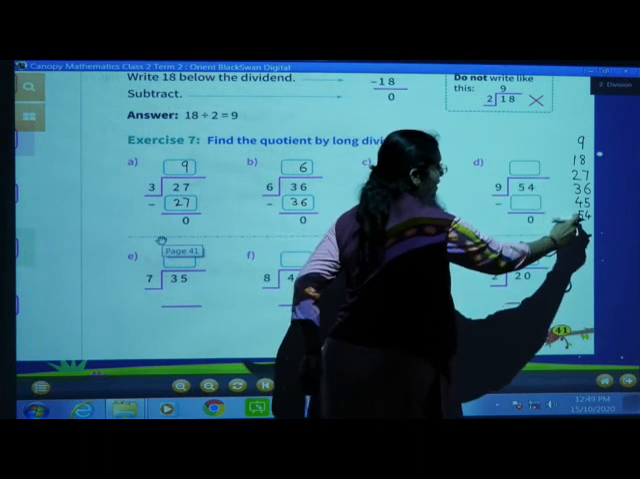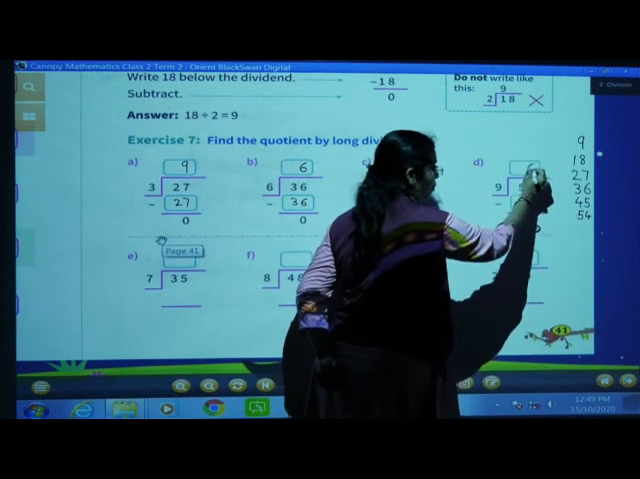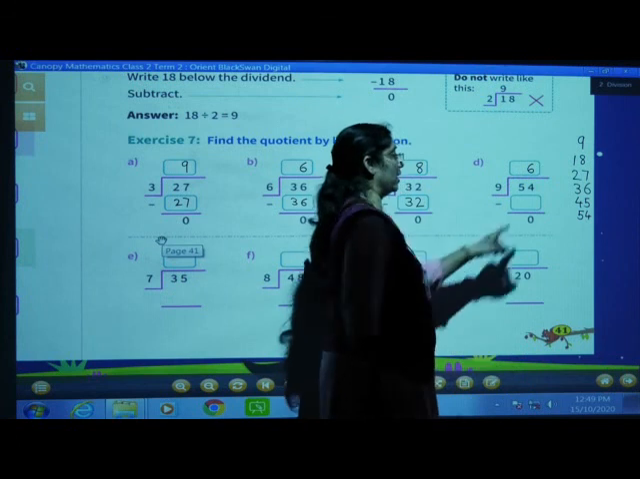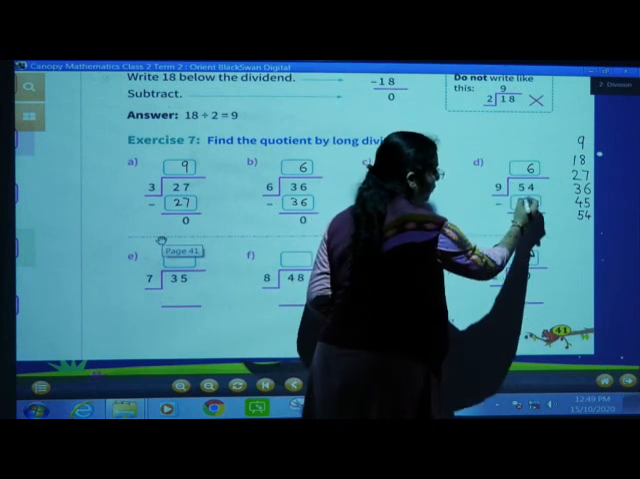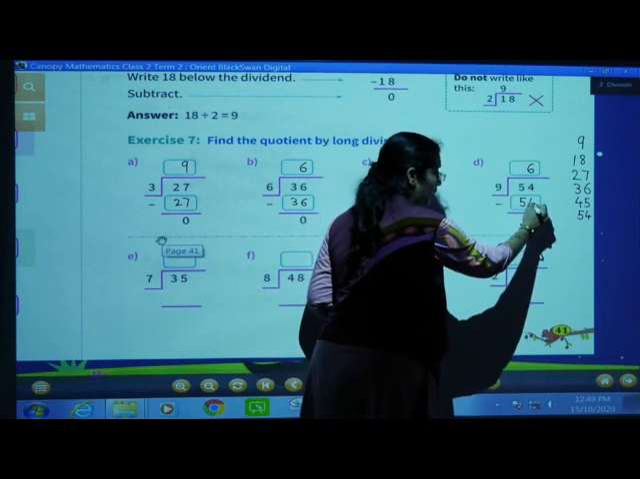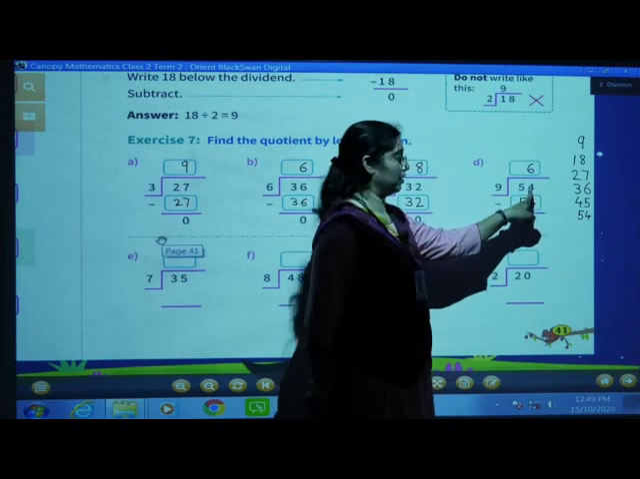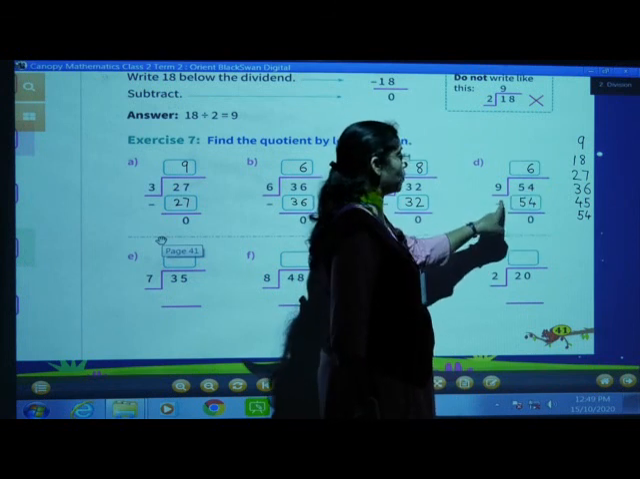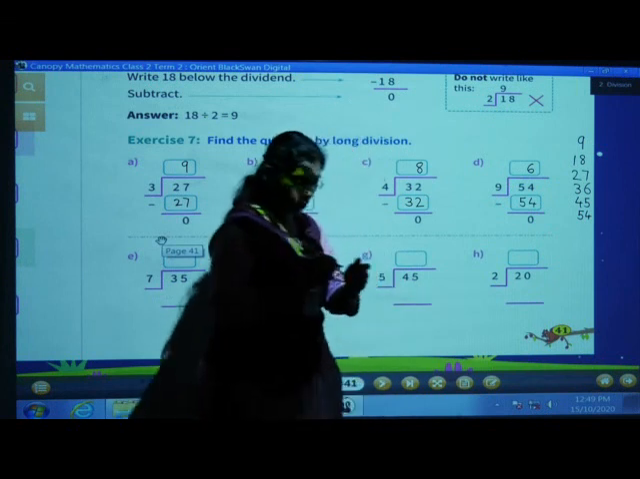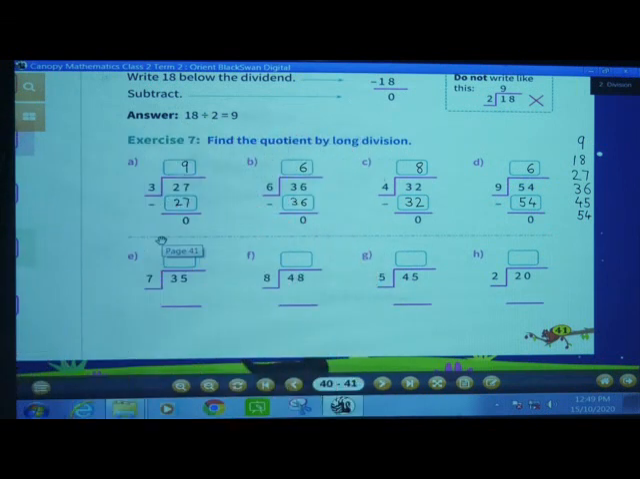Okay, then we have to write 6. 9 sixes are 54. We have to write 6 in the ones column and 54 we have to write below this dividend. Then we have to subtract 54 minus 54, 0. Okay?